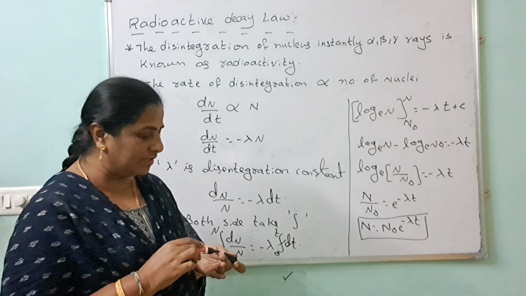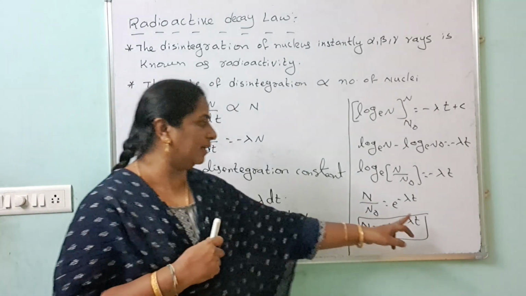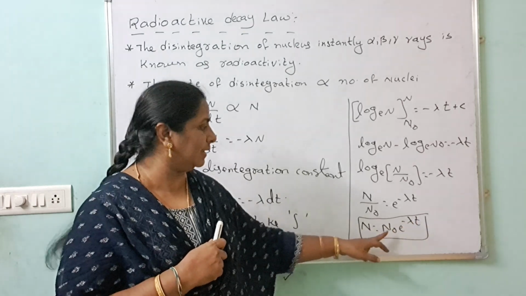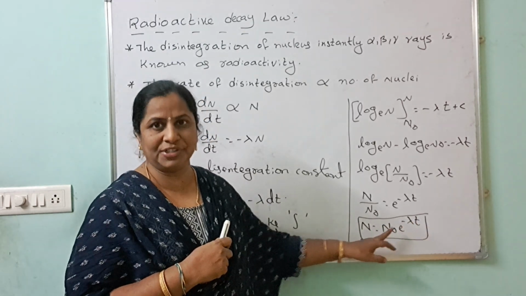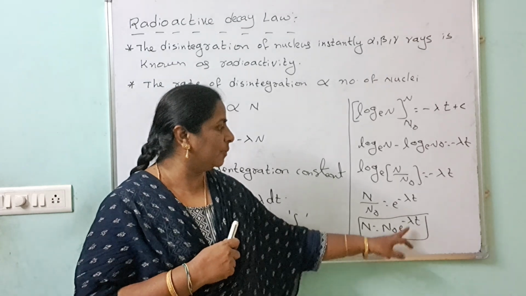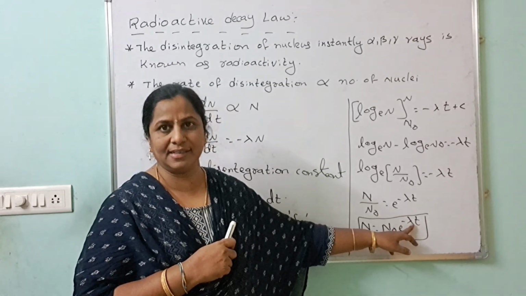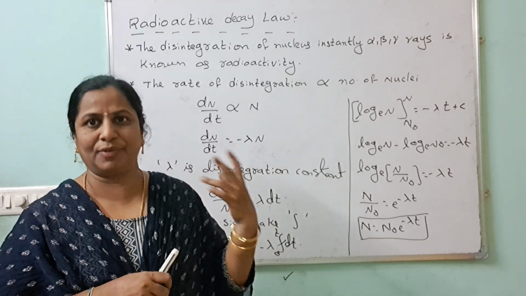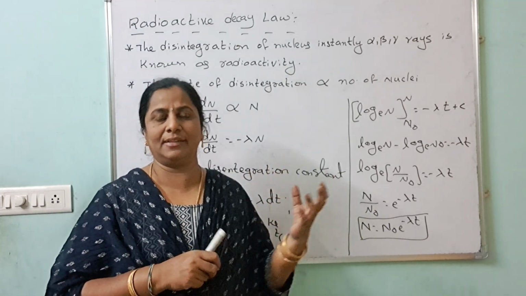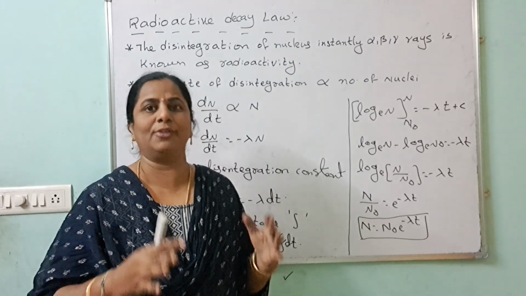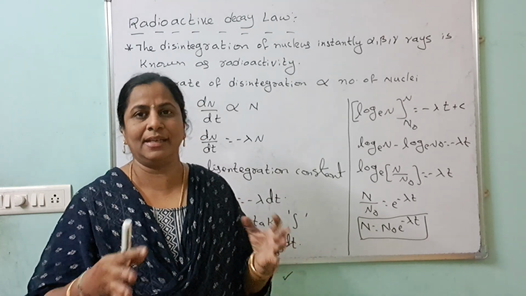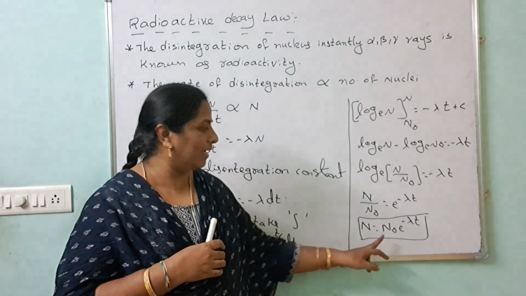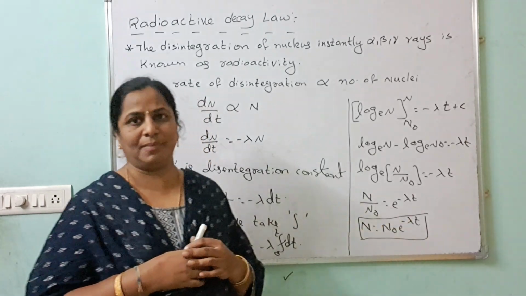What is the use of this? Suppose for 1 hour, how many nuclei participated in the disintegration? We can use this formula: the original number of nuclei and e to the power of minus lambda, the disintegration constant, into t, where instead of t we write 1 hour, 1 day, 1 year, 1 month, or how many days it will take to participate in the disintegration. Everything we can calculate with the help of this formula, that is N equals N naught into e to the power of minus lambda t.